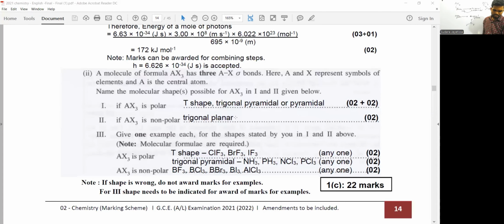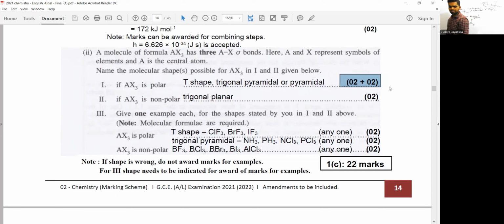Get the answers. T-shape, trigonal pyramidal or pyramidal. You can see they have offered marks separately, so you have to write both. And then if it is non-polar, the answer is trigonal planar. And for the examples, you have more examples than I gave, so make use of that. If the shape is wrong, do not award marks for the examples. That's fair. Okay.